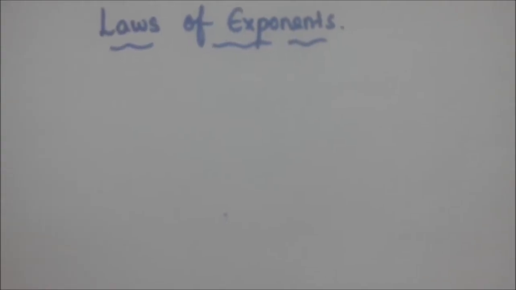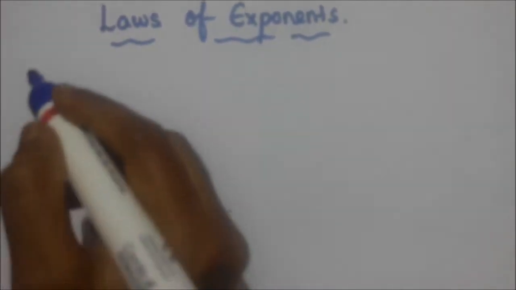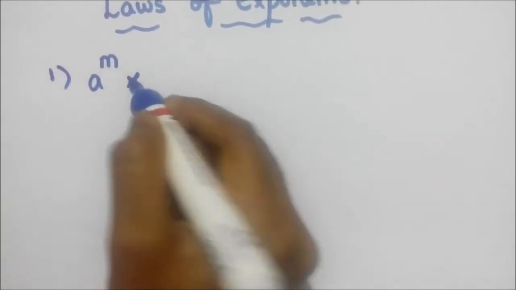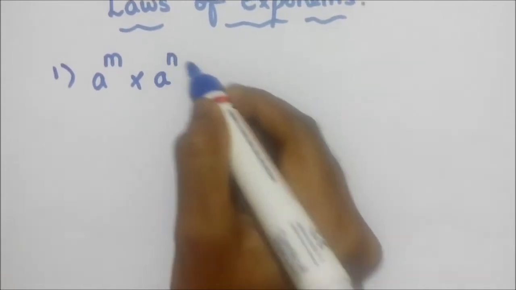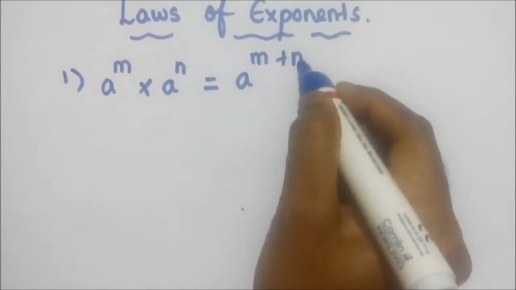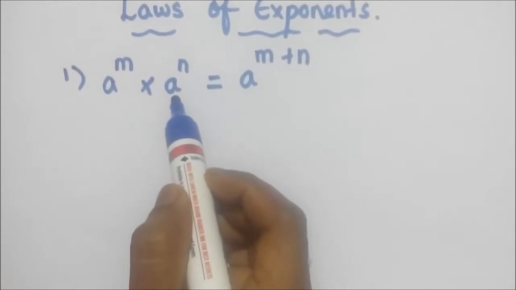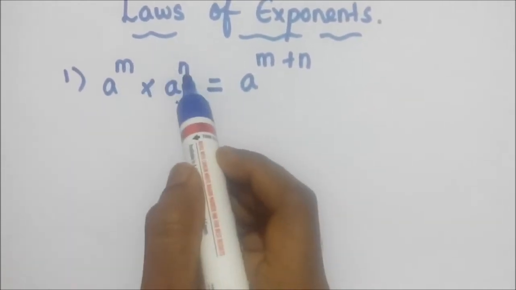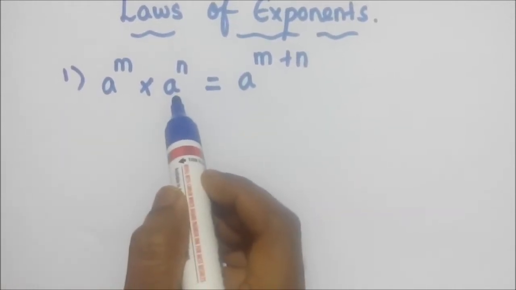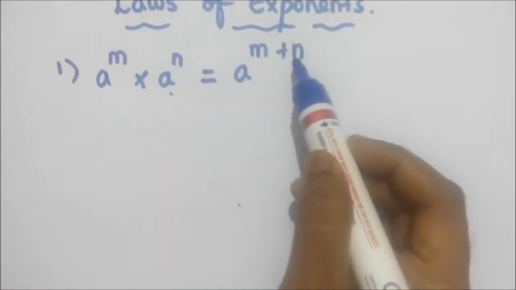Our next topic is laws of exponents. First law is a raised to the power m into a raised to the power n is equal to a raised to the power m plus n. Here the bases are same. So the bases are same means we can add the powers. Remember, in multiplication, if the bases are same, we can add the powers.